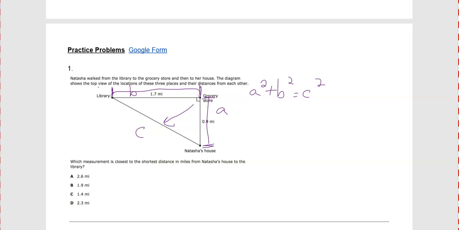And you also need your list. So that would be A equals either 0.9 or 1.7. I'm going to put 0.9. B equals 1.7. And C is unknown. So now you have what you need to put into your formula. So you have 0.9 squared plus 1.7 squared equals some unknown, and then take the square root.